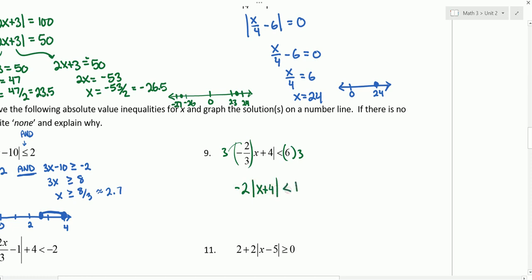is less than 18. And then I'm going to divide both sides by negative 2. We get the absolute value of x plus 4, switch your sign when you divide by a negative, so it's greater than -9.